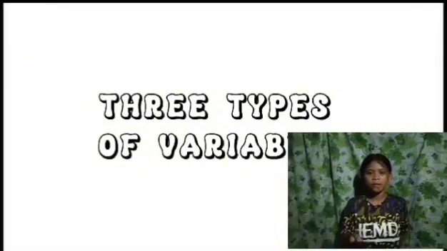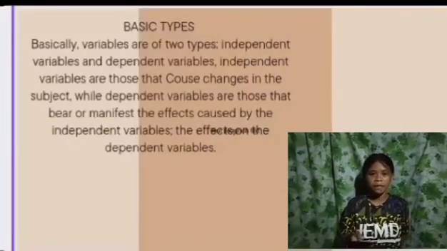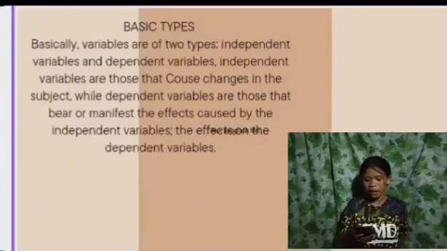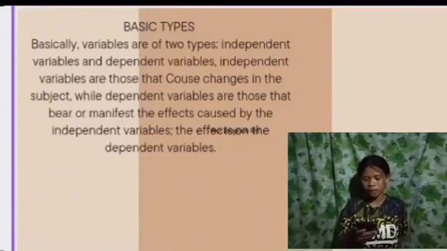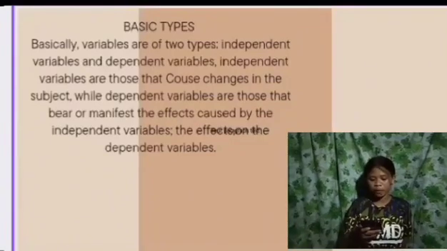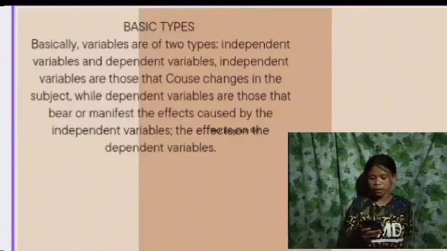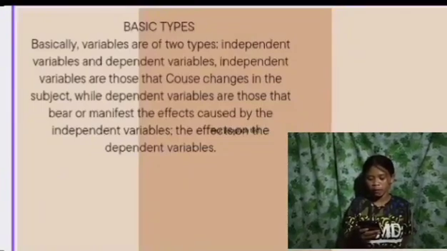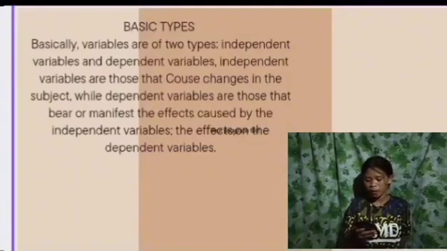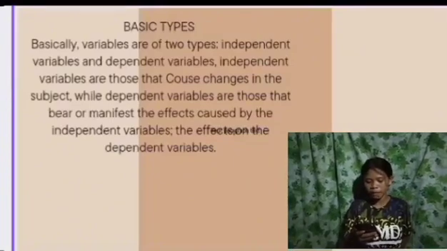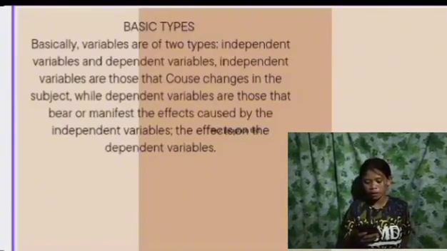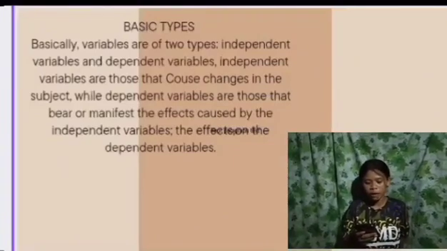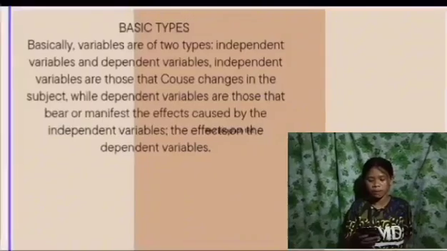There are three types of variables. First, basic types. Basically, variables are of two types: independent variables and dependent variables. Independent variables are those that cause changes in the subject, while dependent variables are those that bear or manifest the effect caused by the independent variables. Hence, in a causal relationship, the cause comes from the independent variables, and the effects show on the dependent variables.